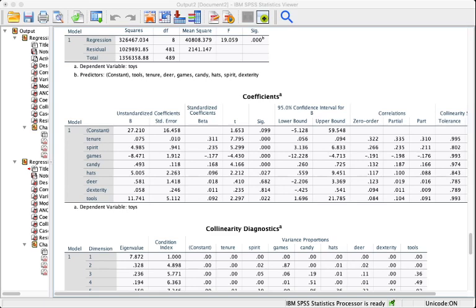Now, interestingly, if we wanted to, we could square this partial or part correlation, and that would, I think, part actually. We could square the part correlation, and that would tell us the amount of variance in toys that can be explained by tenure. Can be uniquely explained by tenure. That uniquely aspect is actually really important when you start looking at the partial and the part correlations.